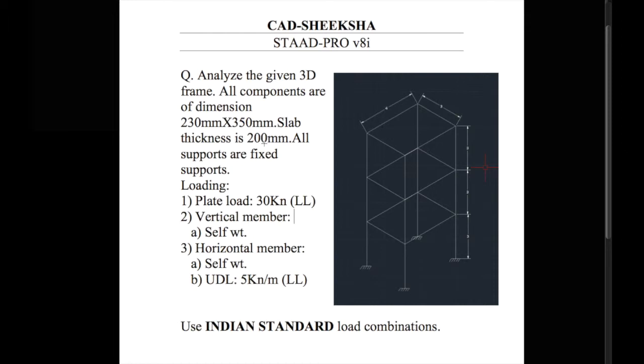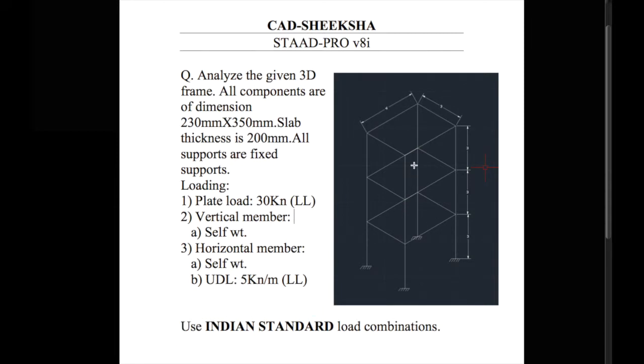Analyze the given 3D frame. All components are of dimension 230 mm by 350 mm. Slab thickness is 200 mm. All supports are fixed type of supports. Loading conditions are like this, and the special condition given here is use Indian standard load combination.